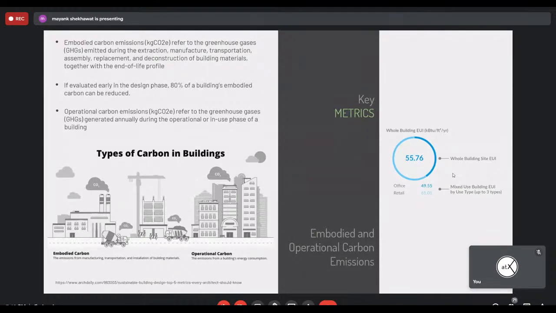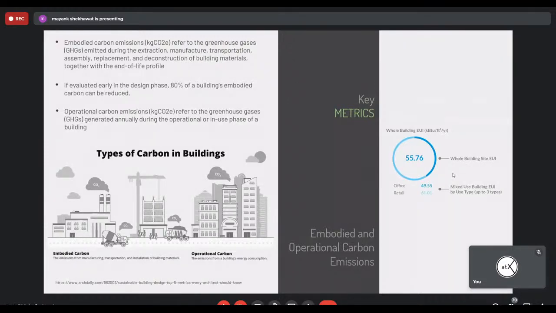The fourth metric is the embodied and operational carbon emissions. This is important. This is where things become a little complex, and it looks through and through at the entire project. Embodied carbon emissions refer to the greenhouse gases emitted during the extraction, manufacture, transportation, assembly, replacement, and deconstruction of building materials, together with the end-of-life profile.